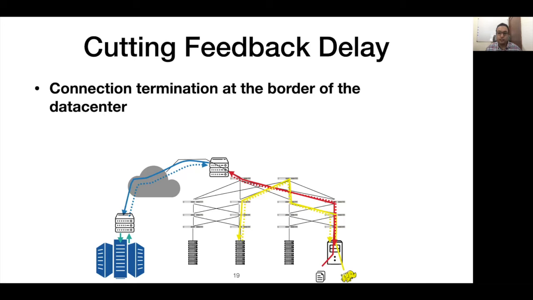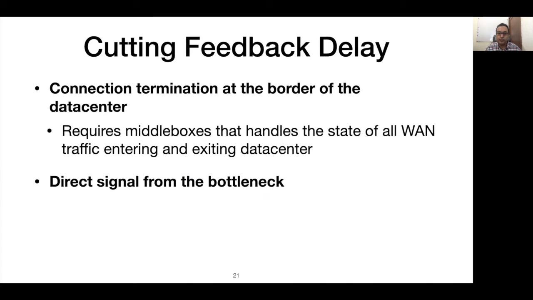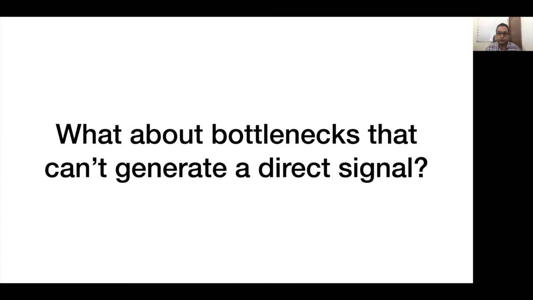This allows congestion control algorithms handling the data center segments of the path to react at data center timescale, thus resolving our problem. However, deploying these middle boxes incurs significant hardware costs and requires rethinking the topology of data center networks. Another approach is to allow the bottleneck to generate a direct signal to the sender when it faces congestion. This requires support from data center switches to generate and route such signals, and this is the approach we follow.